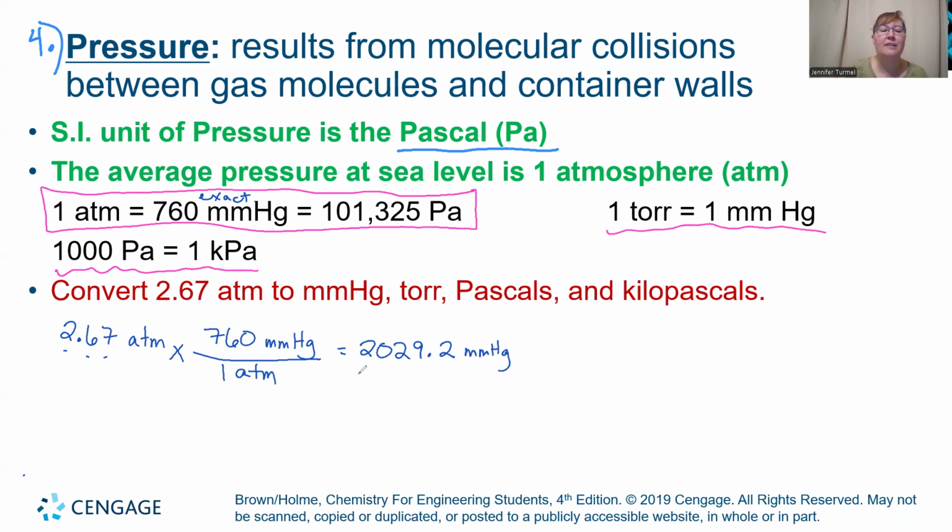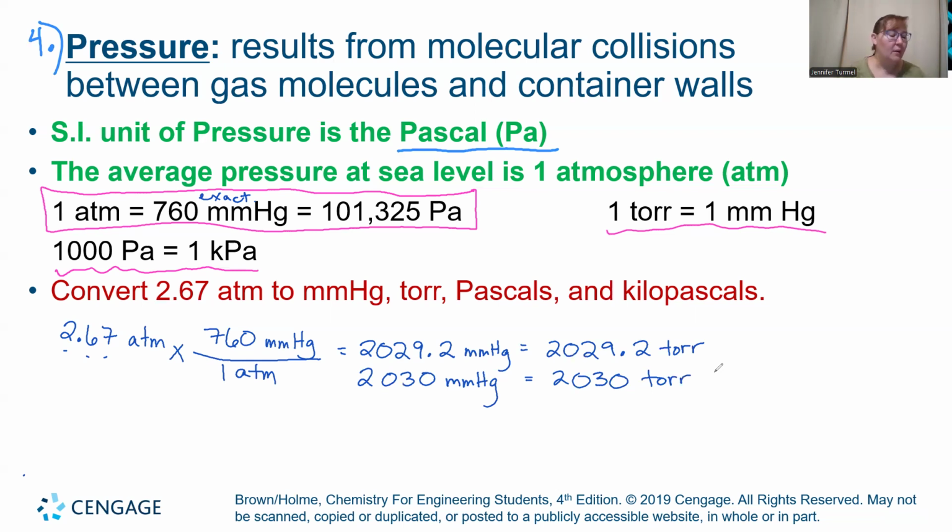Now, in our significant figures, because we can only have 3 significant figures, that would be 2,030 millimeters of mercury. And because a torr and a millimeter of mercury are exactly the same thing, then that would be 2,029.2 torrs for Torricelli, the fellow that did all that work with a barometer, or with significant figures, 2,030 torr.